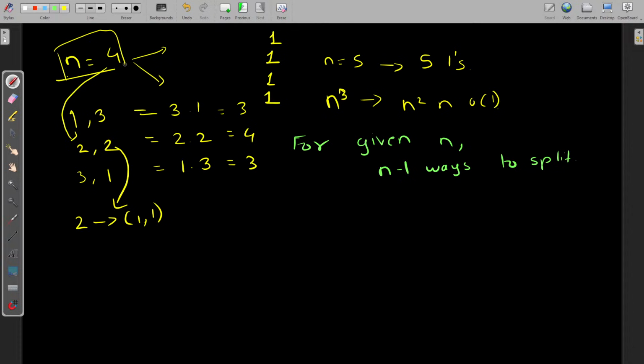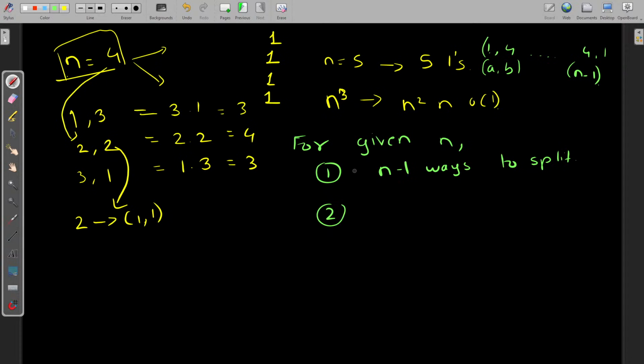As you can see, to split 4, we had 3 possible ways. To split 5, we will have 1 comma 4 to 4 comma 1. If we go a comma b, like a starts from 1 and a ends till n minus 1, we have total n minus 1 ways to split the given value n. Also, this is the first thing that we can see in this problem.